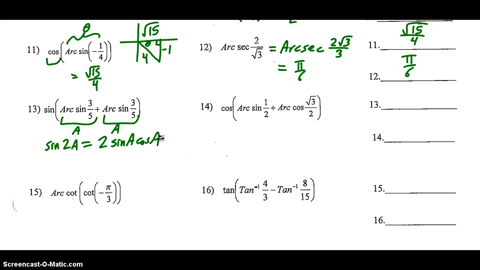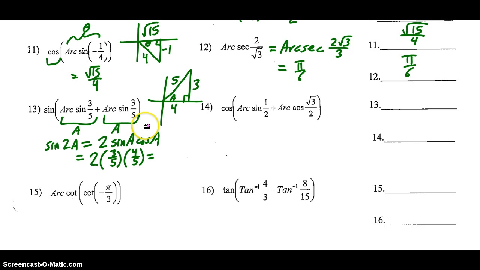So really, all you have to do is draw one picture. Sine is positive 3/5, so it's quadrant 1. And here's our A. Sine was 3/5, so the opposite's 3. The hypotenuse is 5. A quick Pythagorean theorem will show this is 4. And now you can go ahead and fill things in. Sine of A is obviously 3/5. Cosine of A is 4/5. That's just from the triangle. And multiply it all out.